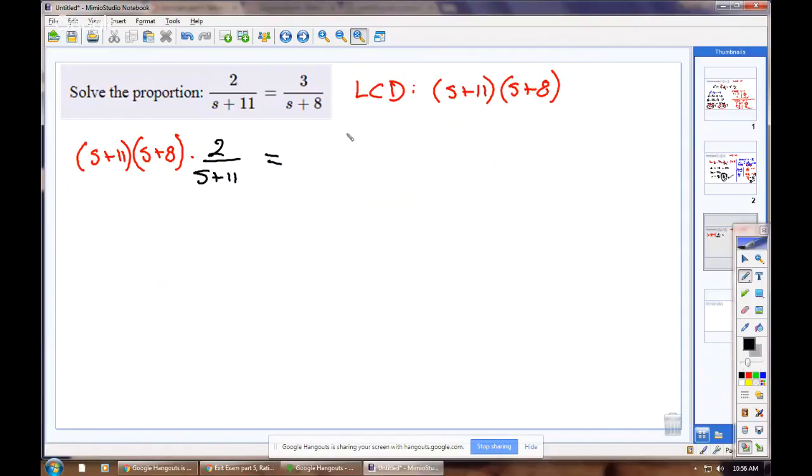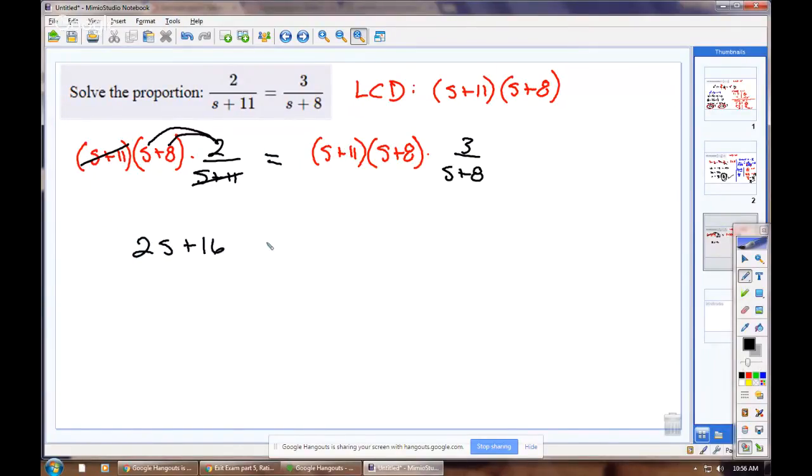On the other side, same idea. We'll have s plus 11 times s plus 8 times 3 over s plus 8. And the s plus 11s cancel on one side, leaving me 2 times s plus 8. So that's 2s plus 16. On the other side, the s plus 8s cancel, leaving me 3 times s plus 11. So that would be 3s plus 33.